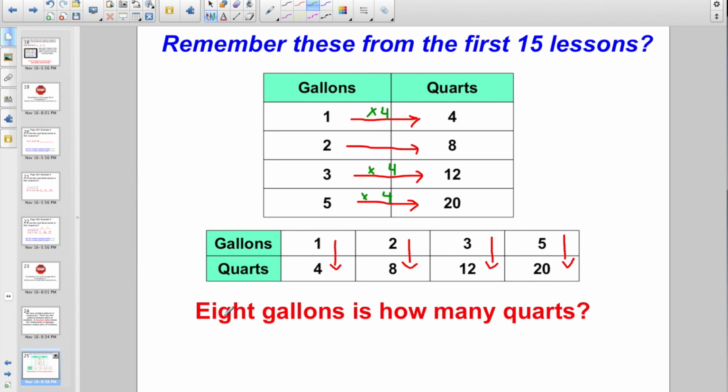So now that we know how to read these again, let's take a look. 8 gallons is how many quarts? Well, I'm starting with 8. We just said the function was to multiply by 4. So 8 times 4, yeah, that's 32 quarts. Once you see the relationship or function between the two numbers, it's pretty easy.